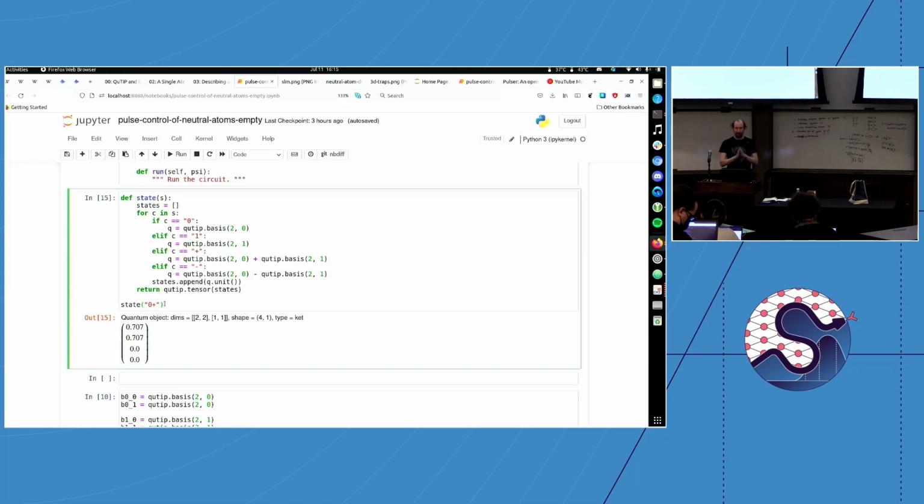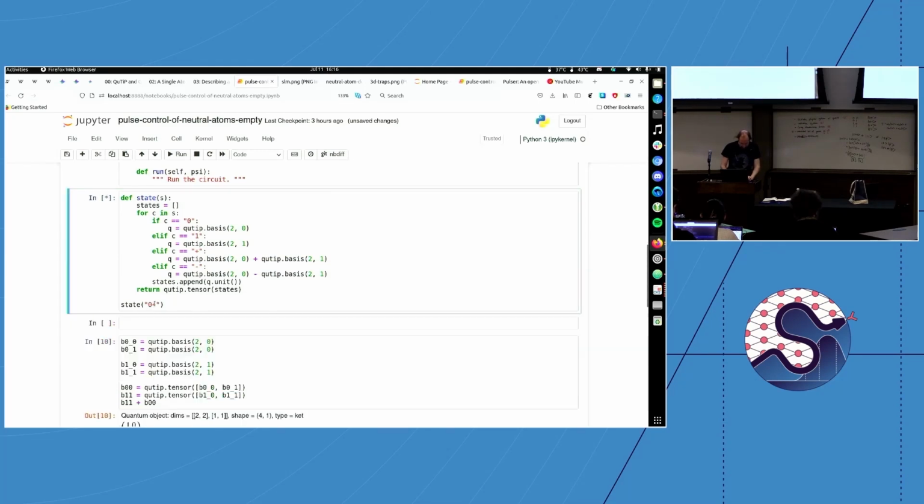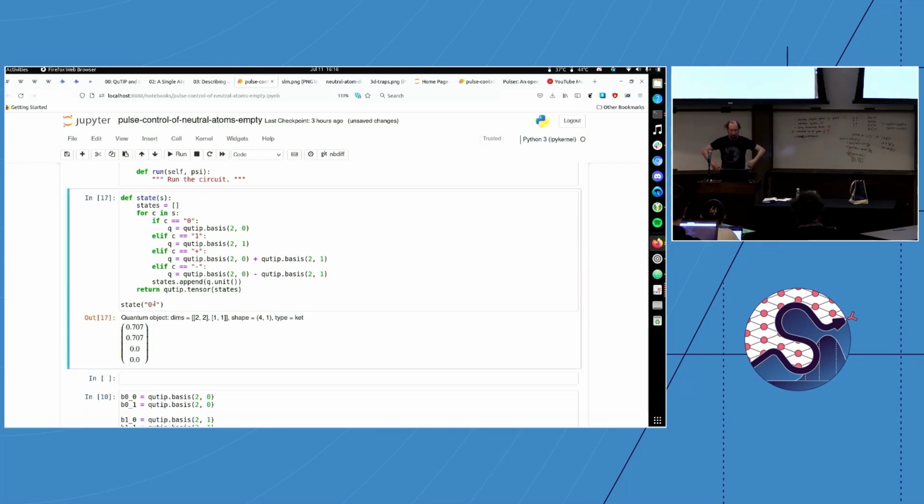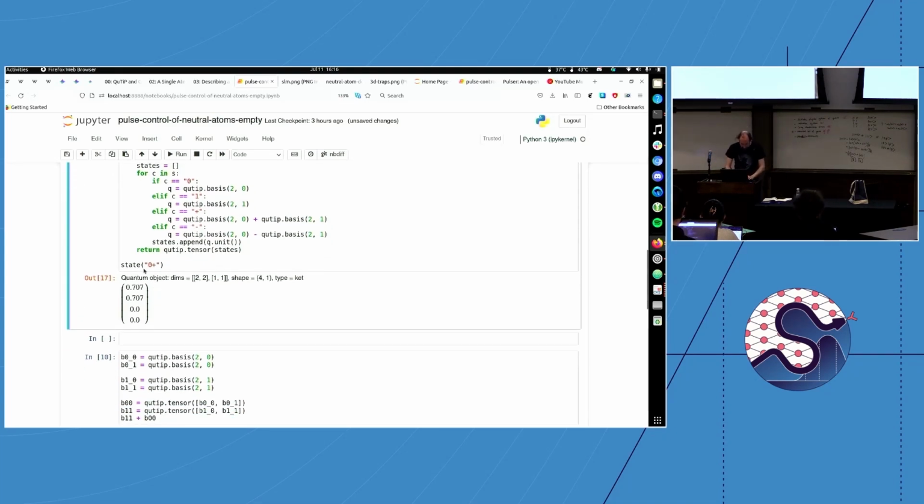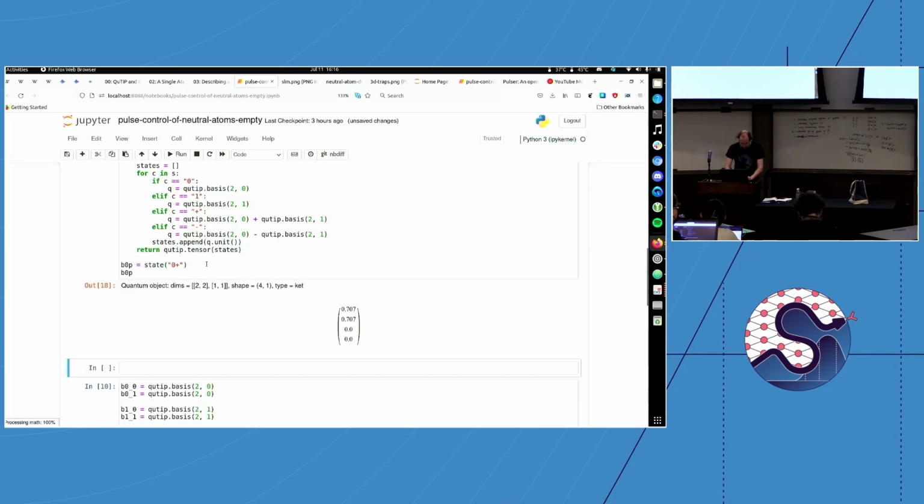So that's what 0 plus is. It's the tensor product between the state 0 and the state plus. One question is, how do you visualize what is going on here? Let's call this state 0p, for 0 plus, and then just save it.